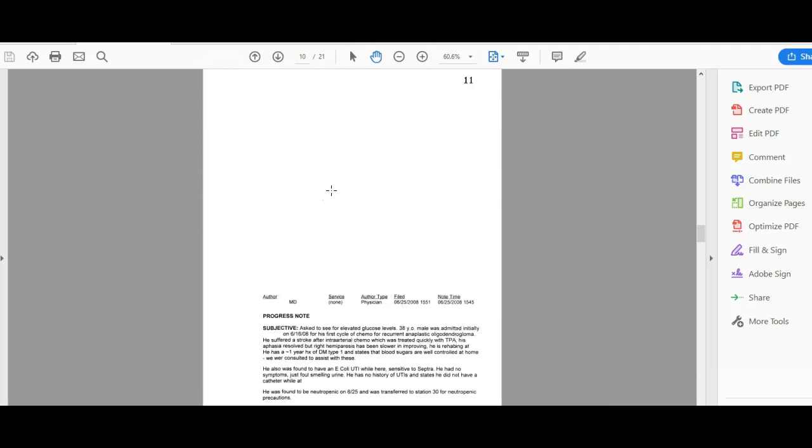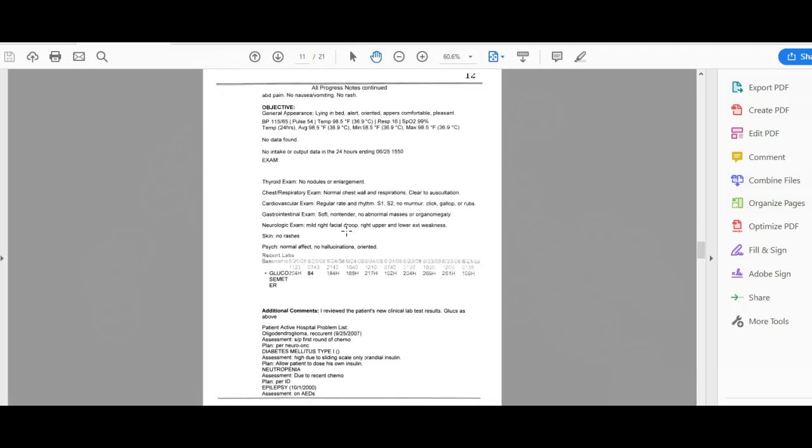And then the progress notes. So you just want to skim through these. They should, again, say everything that you read in the H&P and the discharge summary. But you do want to just skim through those and see if there's anything mentioned that you didn't pick up before.